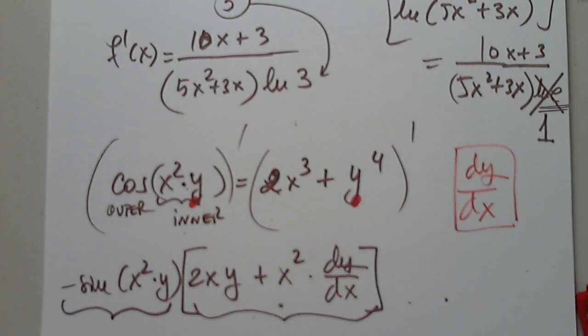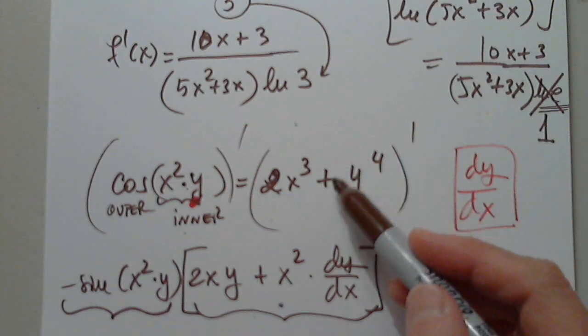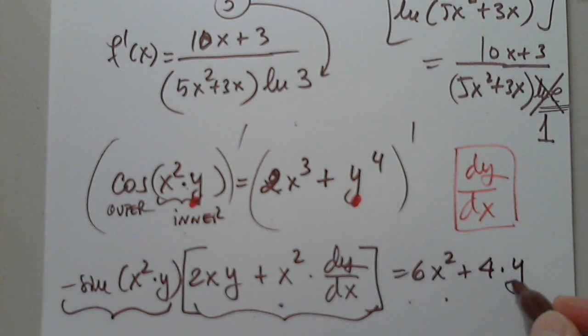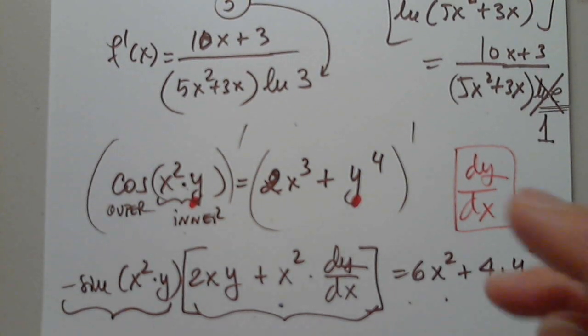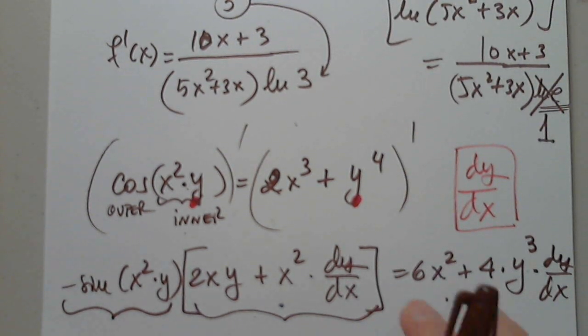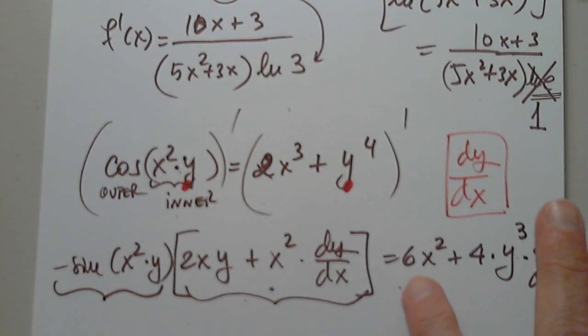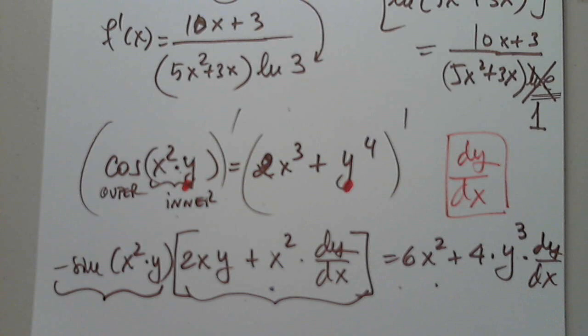Now on this side, I have 6x squared plus, I bring down 4, I subtract 1 from the power, it's a different rule, it's the power rule now, times the inner function prime. You always have to say times the inner function prime. Is this side okay? Anyone?